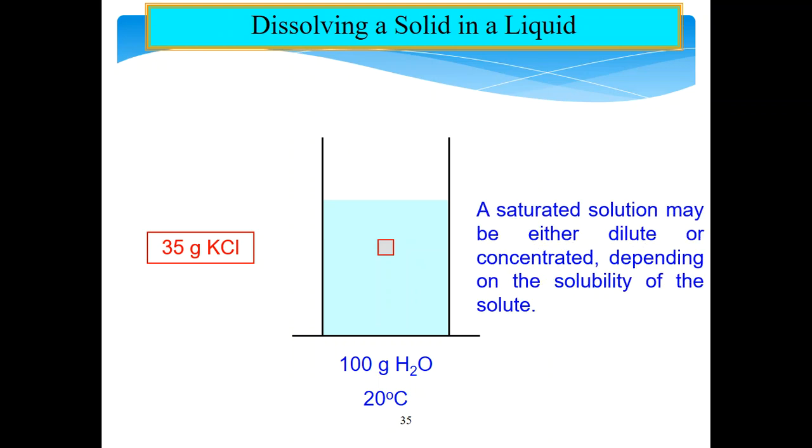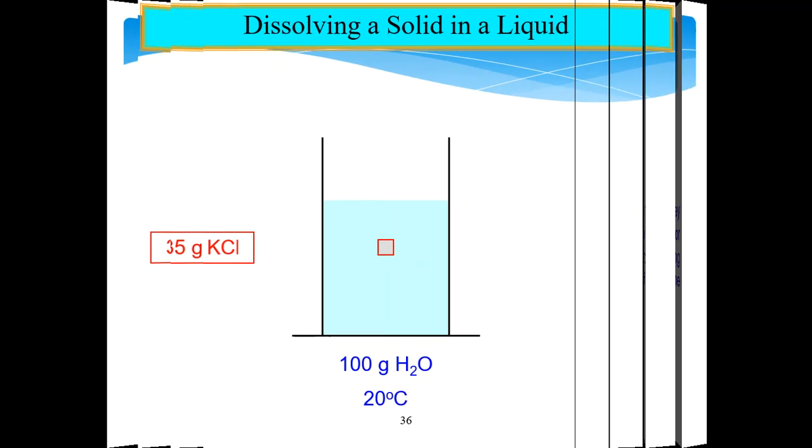Now, by the way, this statement here is very important. A saturated solution may be either dilute or concentrated, depending on the solubility of the solute. So, in the case of potassium chloride, that would be 34 grams. But it is possible for another solute to have a much lower or even much higher solubility, right? So it all depends on the solute-solvent combination.